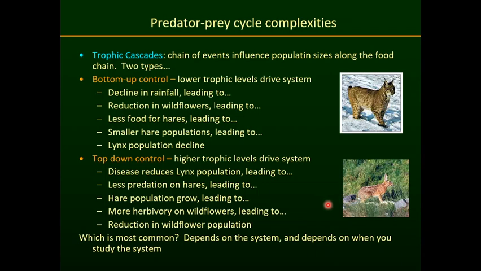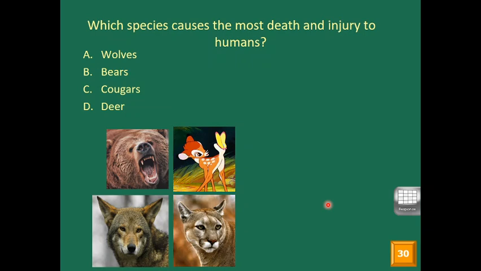Okay, moving on here. All right, so continuing on with our theme of predators, take a moment to think what your answer would be to this question. What species of these four causes the most death and injury to humans? Is it bears? Is it wolves? Is it cougars? Or is it Bambi? Deer? What do you think? Write your answers down, or just remember that, and we'll come back to this in a few minutes.